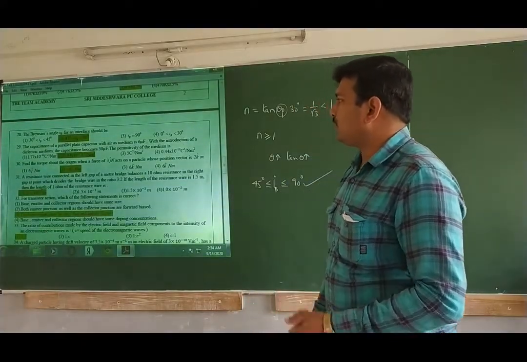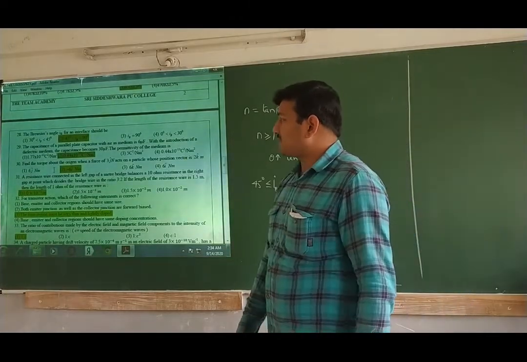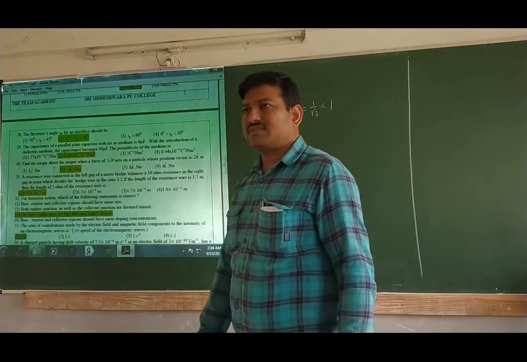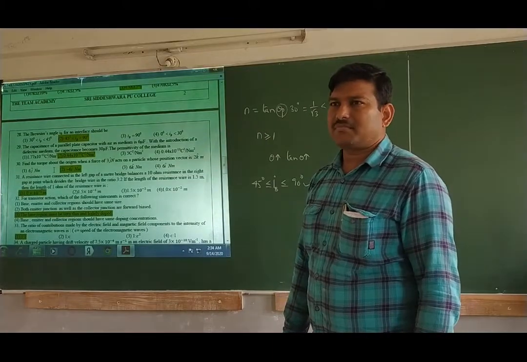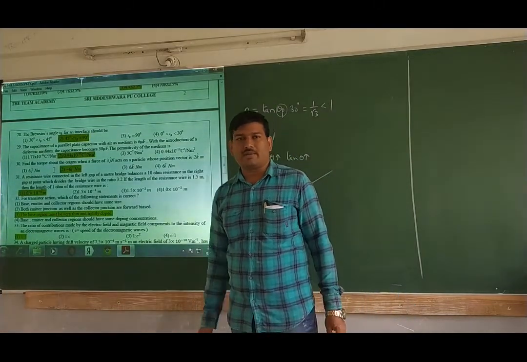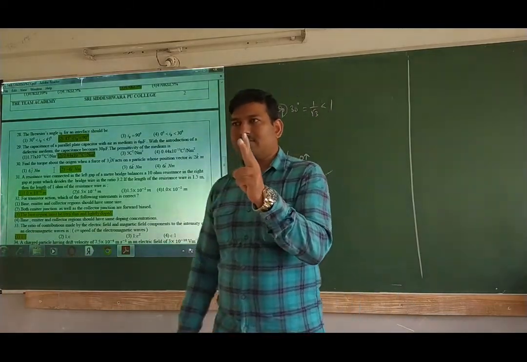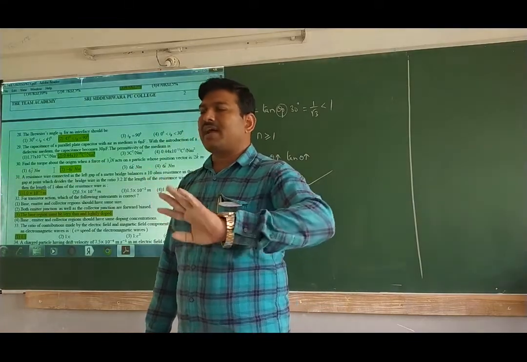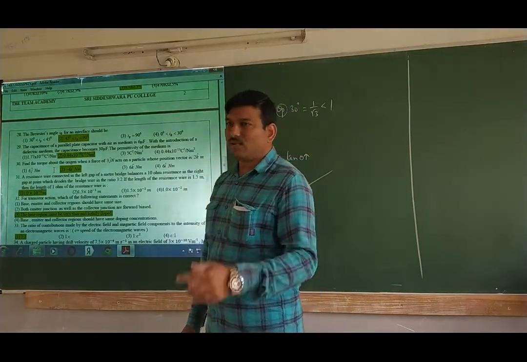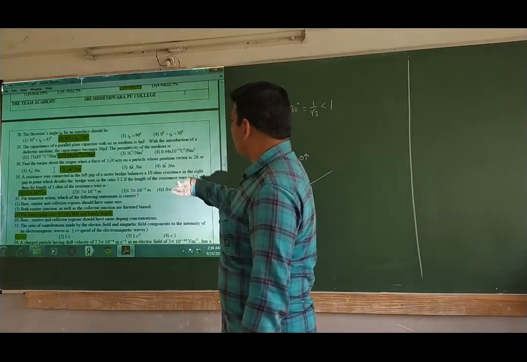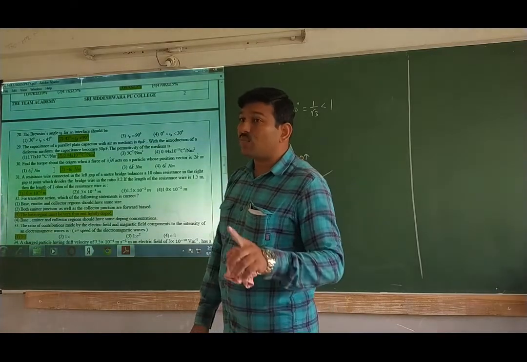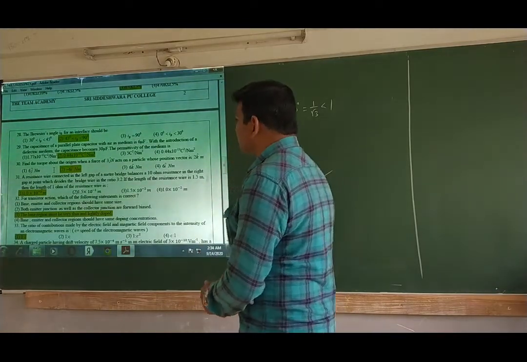Next, 29th one. The capacitance of a parallel plate capacitor with air as medium is 6 microfarad. With the introduction of a dielectric medium, the capacitance becomes 30 microfarad. Same numericals. Many times I asked this question, but asked to calculate the dielectric constant of the medium. If the two capacitances are given and they ask the dielectric constant, the direct formula is C big by C small. Bigger number is 30, smaller number is 6. So 30 by 6 is 5. But that is the dielectric constant, which means relative permittivity.